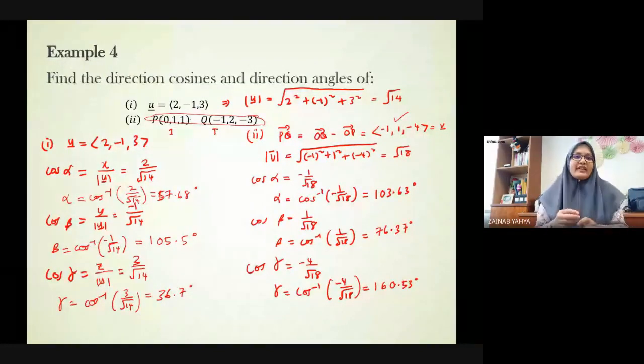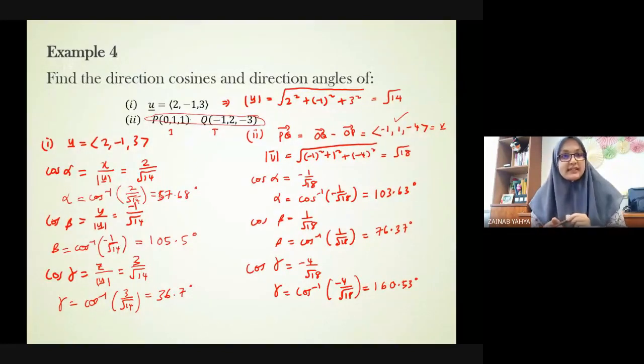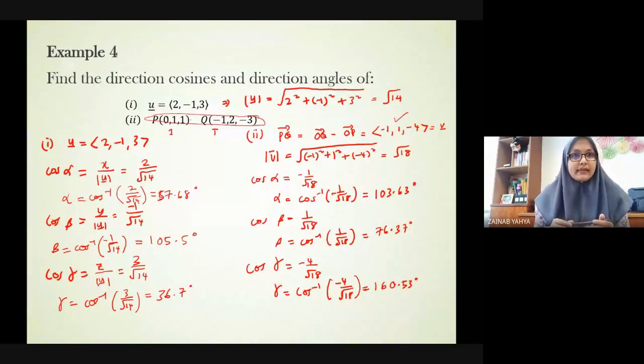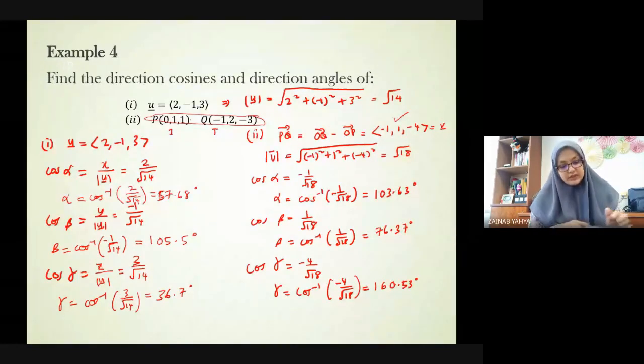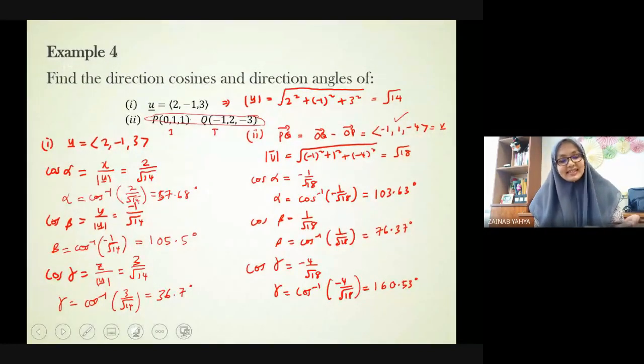So that's it for direction cosines and direction angles. I hope you can differentiate which one is direction cosines and which one is direction angles. Direction cosine is the one with the cos: cos alpha, cos beta, cos gamma. Direction angles are without the cos: alpha, beta, gamma. Sometimes you just want direction cosines and not direction angles, so just find the cos. If asked for direction angles, you need to solve until you get alpha, beta, and gamma. So is there any question on this? Okay, it's easy, just follow the formula.